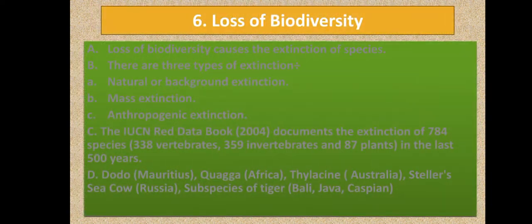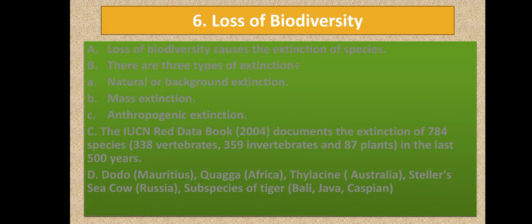Now, loss of biodiversity. What are the reasons for loss of biodiversity? Loss of biodiversity causes the extinction of a species. There are three types of extinction of a species. These are natural or background extinction, mass extinction, and number three, anthropogenic extinction.